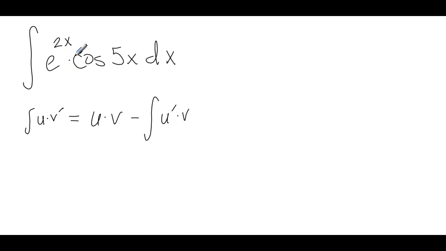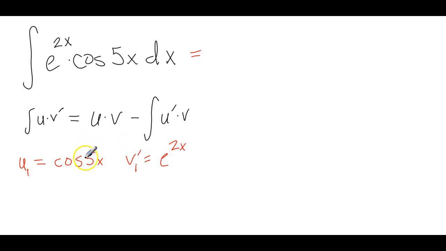Okay, and it may sound like this is a lost cause that will never get any better, but I want to show you what happens when we do this. All right, so let's do this first run of it. I'm going to let u, I'll call it u1. We are going to have to do this multiple times. I'm going to let u1 be the cosine function, cosine 5x. And I'll let v prime, this first run, v prime 1, be the e to the 2x.